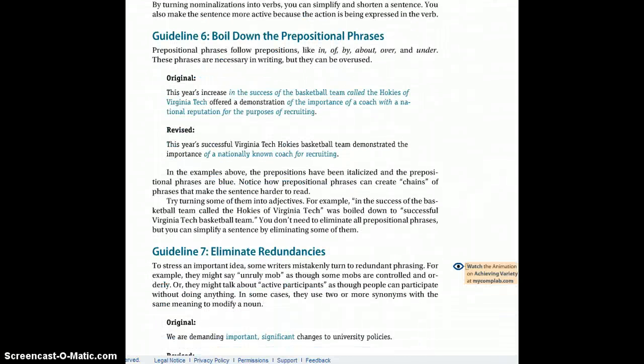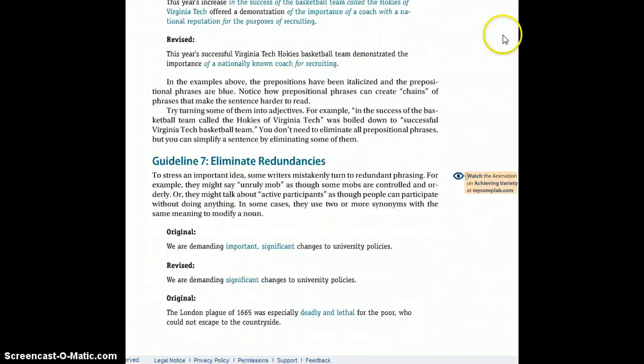I was stating earlier, boil down the prepositional phrases. Prepositions are those words. I remember a teacher once saying anything that a squirrel can do to a tree. So in, over, above, beneath, through. So in and of are really the most common, and with. So you'll see a lot of prepositional phrases here. Those could be cut out so that the reader gets to the main point sooner. Avoid redundancies. So important, significant, those are the same, so just use one.